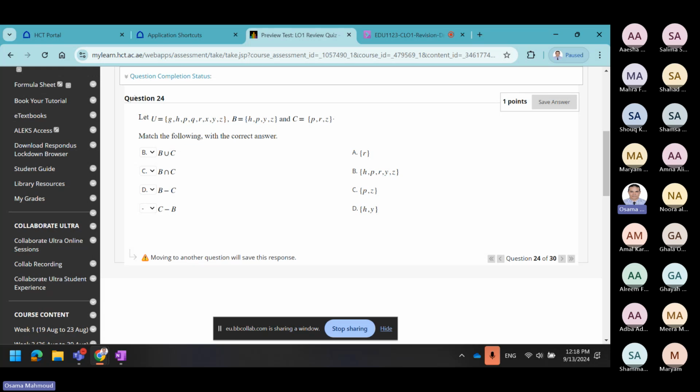C minus B, I'll make the opposite. What is in B, I take it out of C. I can take only P and Z. So I am left with R. R is the choice number A. Okay.